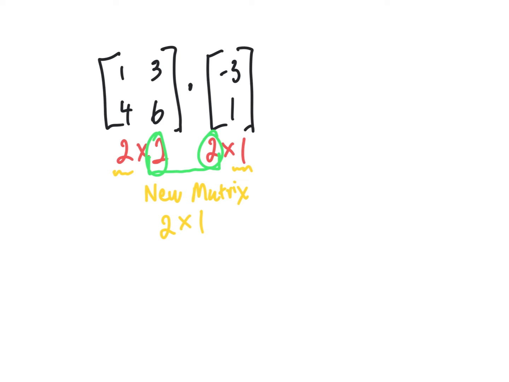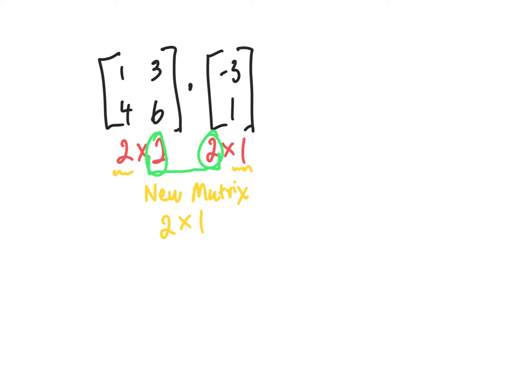Now, the way we multiply is sometimes what's referred to as the dot product. It's kind of a weird operation. We take this number, 1, and we multiply it by here, -3. And then we slide over, and we do 3 multiplied by 1, and we add those numbers together.